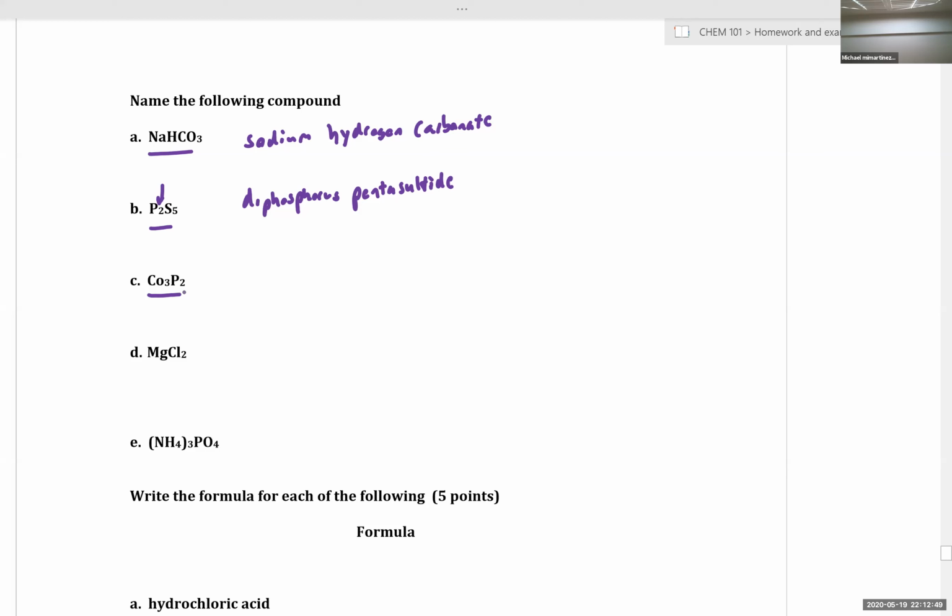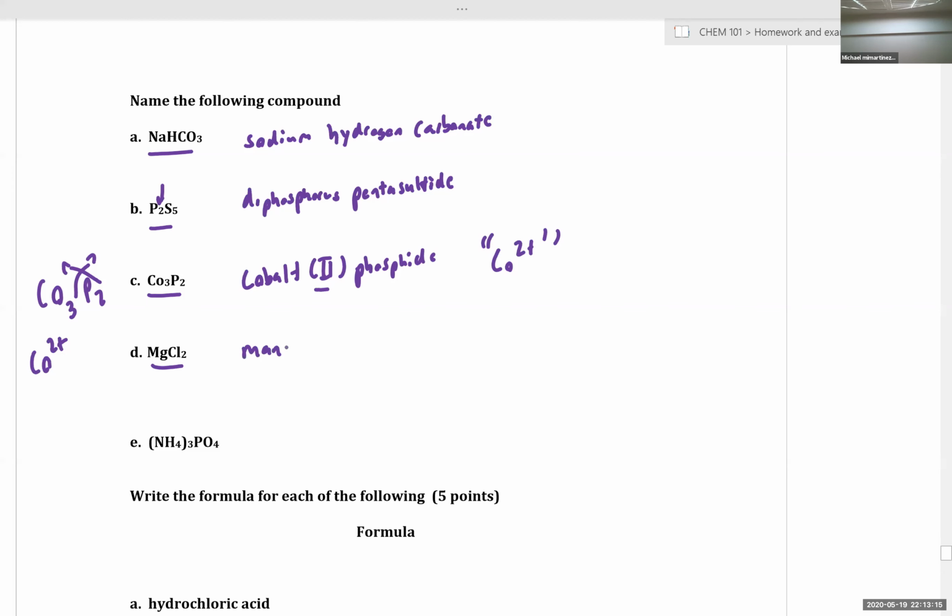Cobalt, so this compound has a transition metal. As a result, we have to specify the transition metal charge. So we name this as cobalt 2 phosphide. Remembering that this 2 represents the metal charge, that we're dealing with cobalt 2+. This is a textbook ionic compound. So this is magnesium chloride.